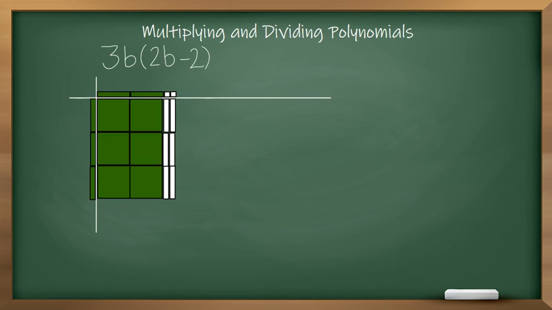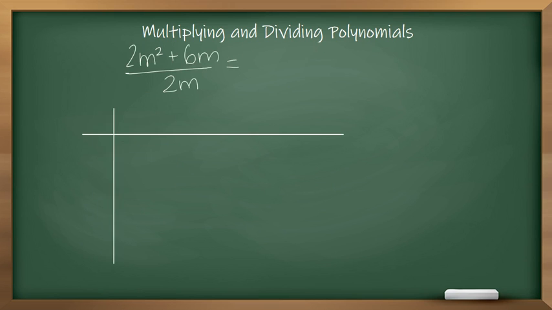So our answer is the area. So that would be, we have 6 b squared tiles and 6 negative b tiles. So 3b multiplied by 2b minus 2 is equal to positive 6b squared minus 6b. So that'll be how we'd multiply a monomial by a binomial. Next, we're going to try dividing a binomial by a monomial.